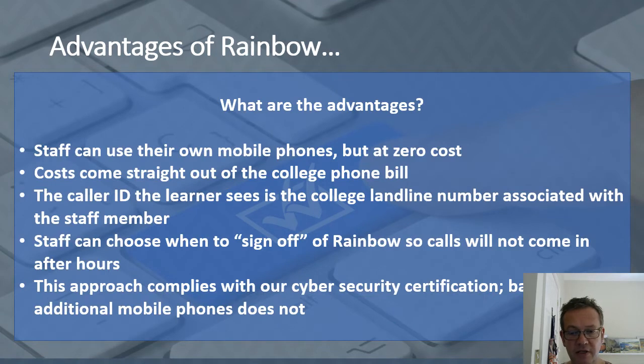So what are the advantages of the Rainbow solution then? Staff can continue to use their own mobile phones, but at genuinely zero cost. All the costs come straight out of the college phone bill. The caller ID that the learner sees is a college landline number that's associated with the staff member.